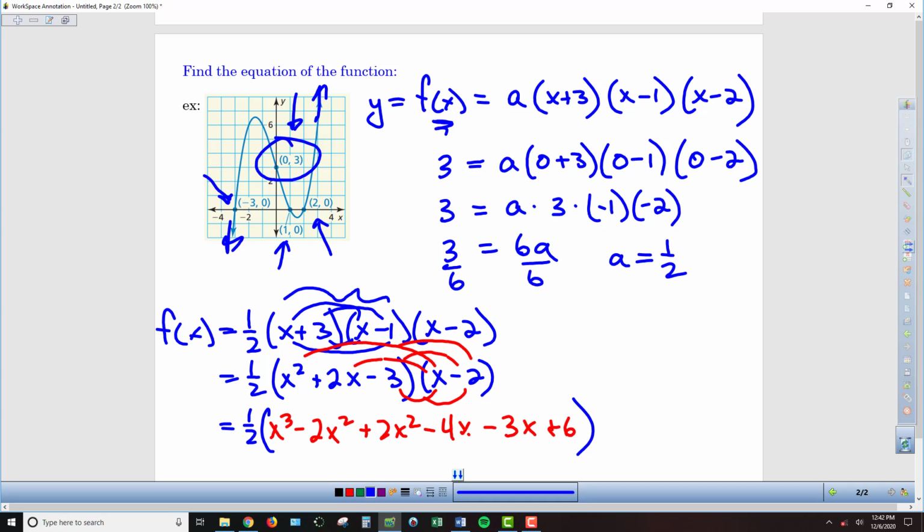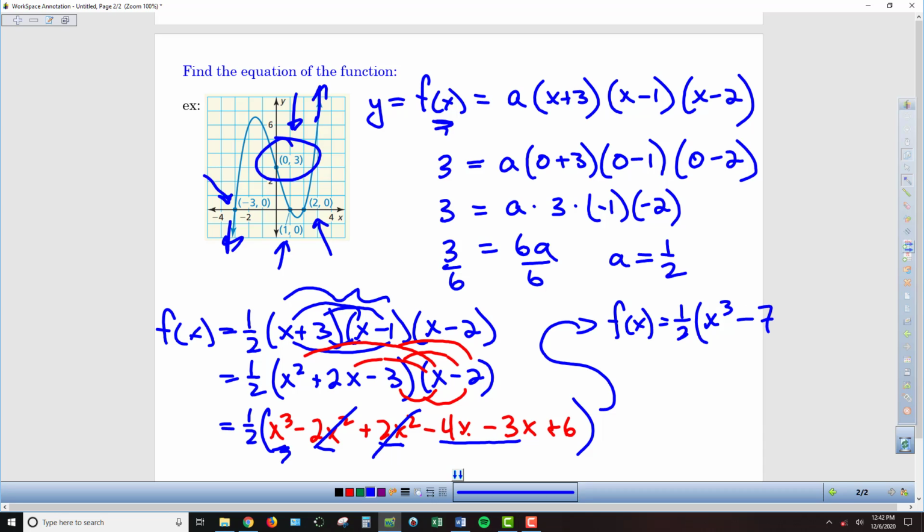So now I do have some like terms that I need to gather. So I'm going to move up here a little bit. So I'm still going to have f of x equals 1/2 times, I've got the x cubed, then I've got a negative 2x squared and a positive 2x squared. So those two cancel each other out, so that's gone. Then I have this negative 4x and this negative 3x. Those combine to make negative 7x. And then lastly, I've got this plus 6.